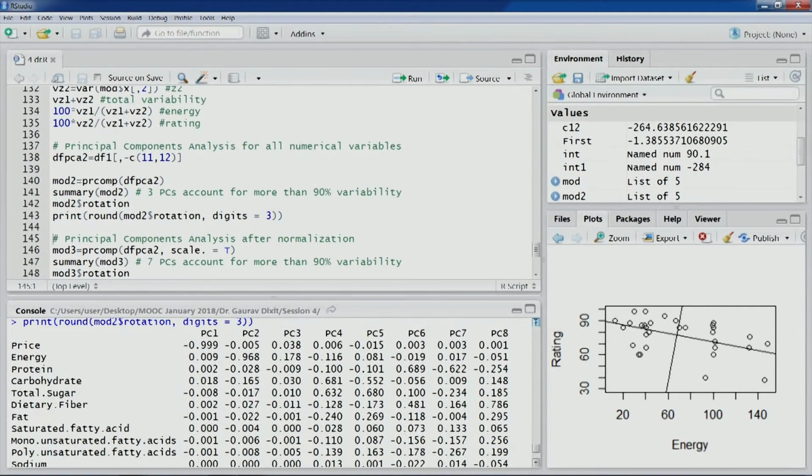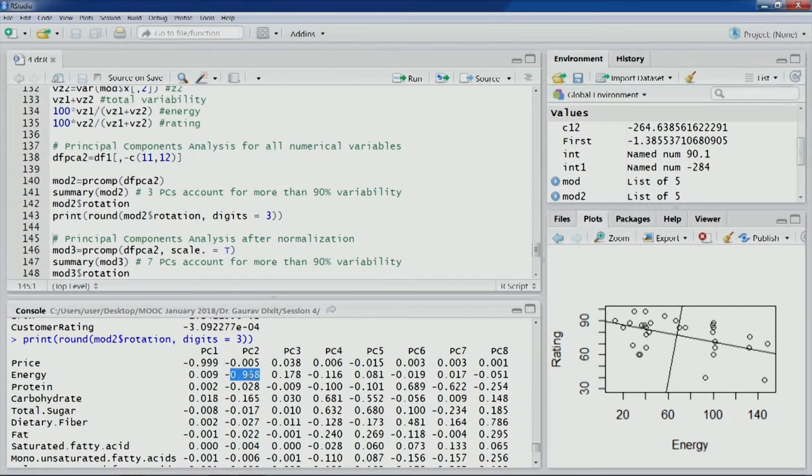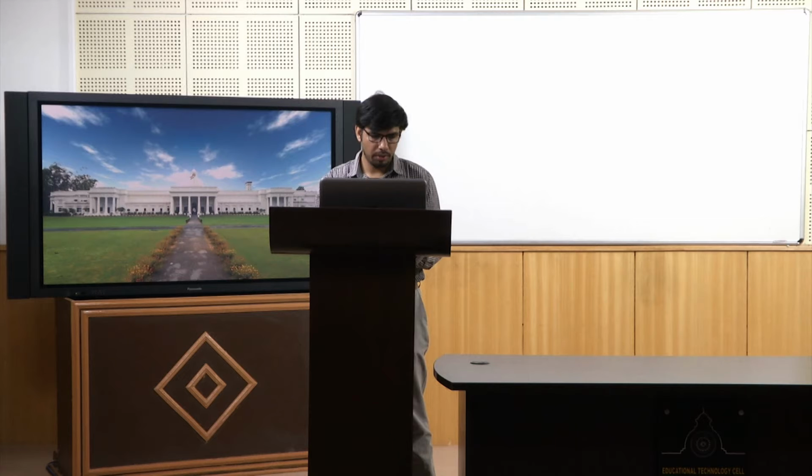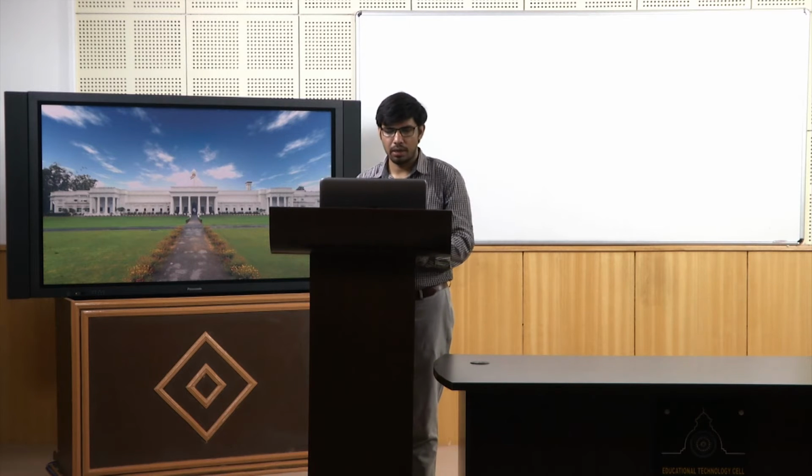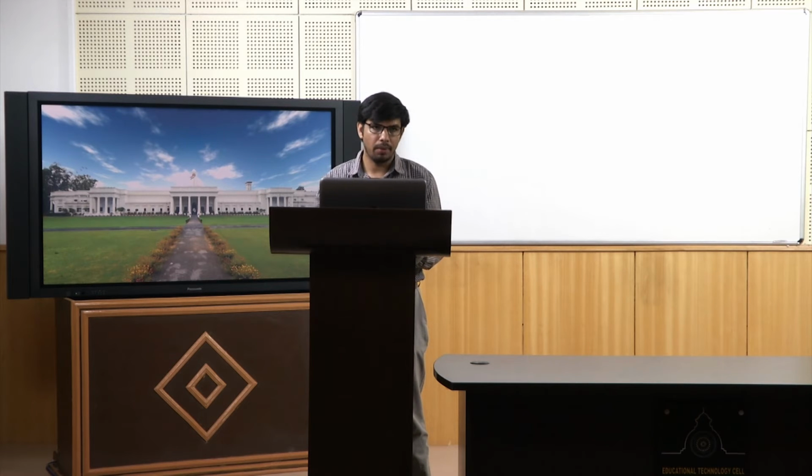If we look at the second principal component, the second value is energy, minus 0.968. So the main contribution to the second principal component comes from energy. PC1 is essentially a price-like variable, and PC2 is an energy-like variable. So most of the variability is captured by price and energy. If you try to make sense of it, we might have the perception that Indian consumers buying breakfast cereals generally go for price and energy. The same is reflected here.